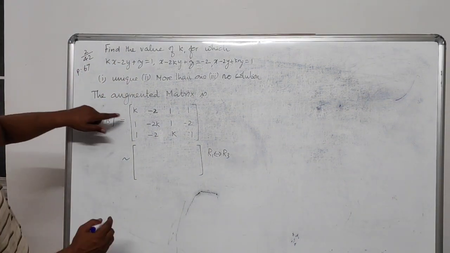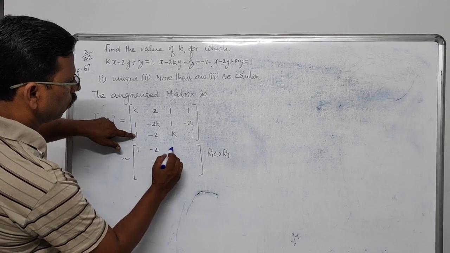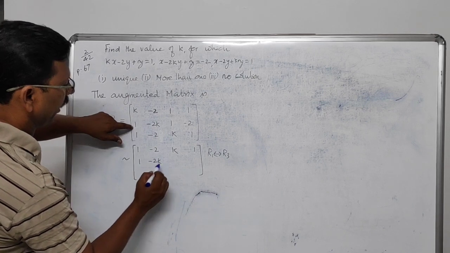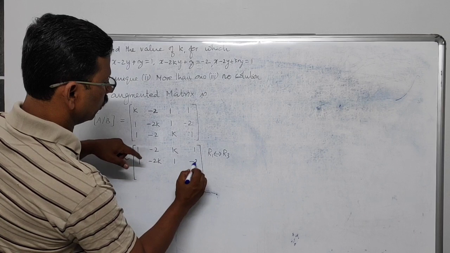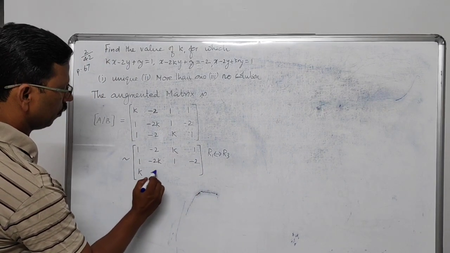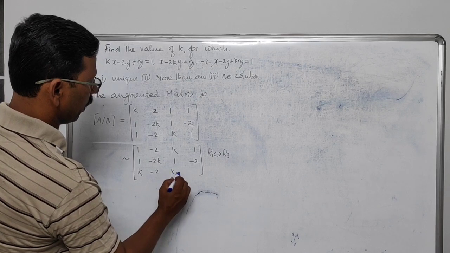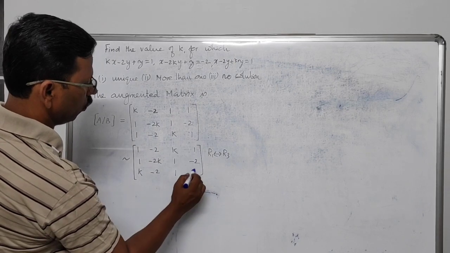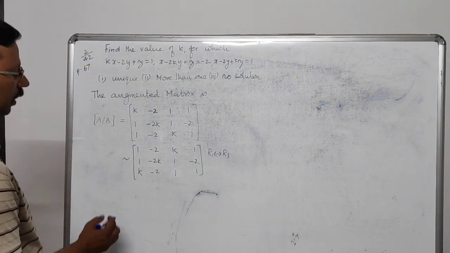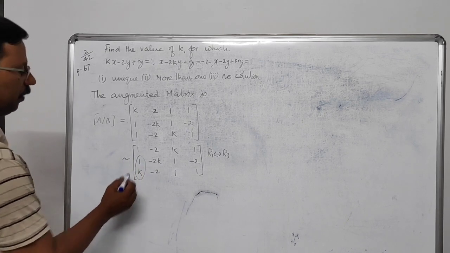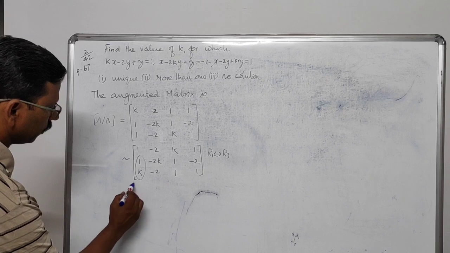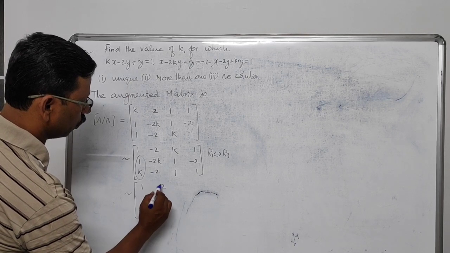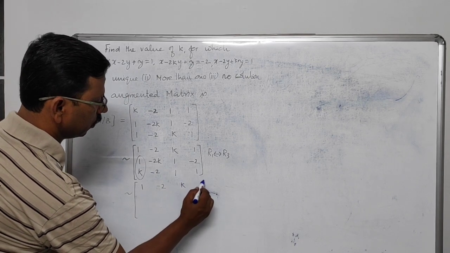Therefore, you can write 1, minus 2, K, 1. Then write the second row as it is: 1, minus 2K, then 1, this is minus 2. Then K minus 2, then K minus 1, then 1, then 1. After that, we try to make these two elements 0, which means we can use the first row. See here, the first row we write as such: 1, minus 2, this is K, this is 1.